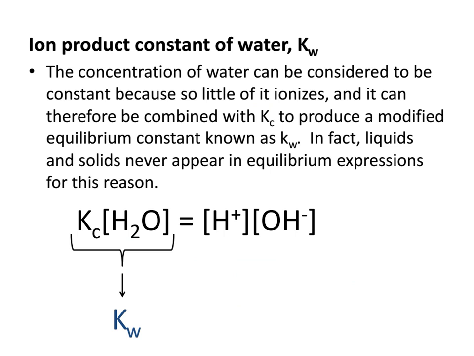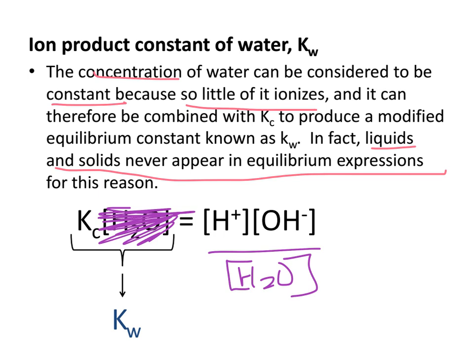Let's add a little bit of detail to why liquids and solids do not appear in equilibrium expressions. Part of the reason is because so little of it ionizes that the concentration is considered to be constant. Now let's take a mathematical look at this. Let's say we didn't get rid of the concentration of water. We let that be part of the Kc expression. In order to solve, we would multiply both sides by the water concentration, and so we would get an equation that looks like this.